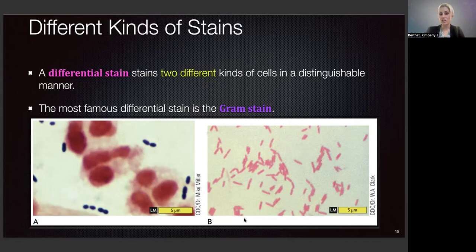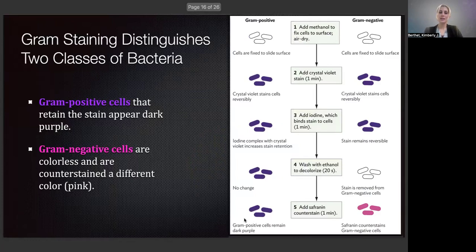So we can differentiate between them based off of cell physiology. Let's go ahead and dive into the Gram stain. Gram was actually the scientist who created the procedure, and he created this procedure to differentiate between gram-positive cells and gram-negative cells. You might ask yourself, why would we care about gram-negative or gram-positive cells?